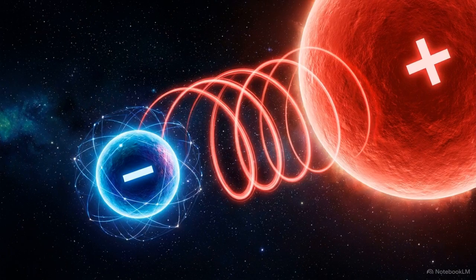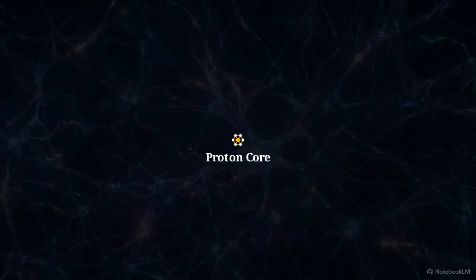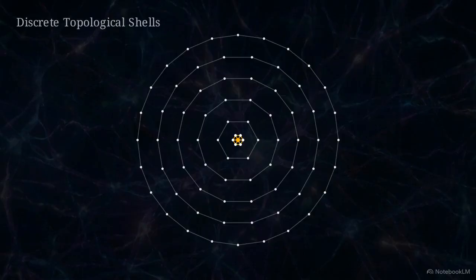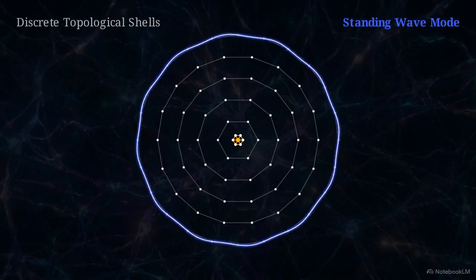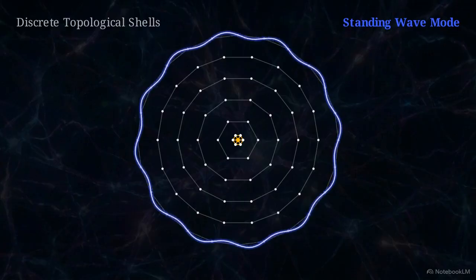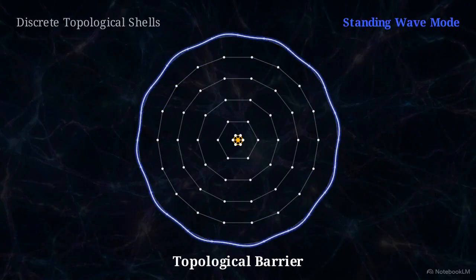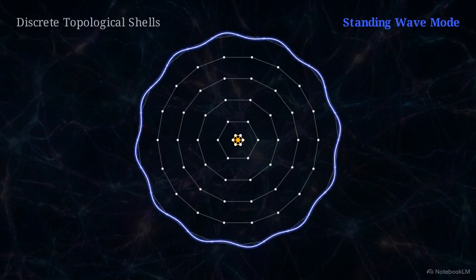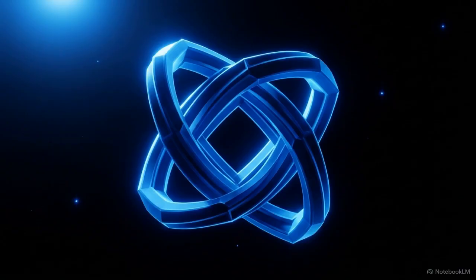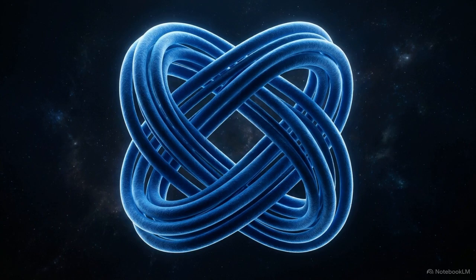Classical physics suggests a negatively charged electron should instantly crash into a positively charged proton. In this model, the vacuum network naturally organizes around the heavy proton, forming discrete, step-like layers of connections. The electron smears out into a standing wave that synchronizes with these layers, creating a physical topological barrier that prevents inward collapse. Atomic stability is a direct consequence of this geometry. The discrete structure of the graph makes the collapse mathematically impossible.